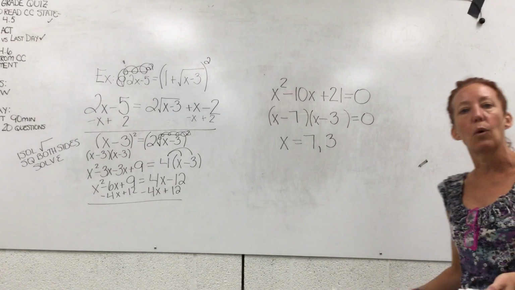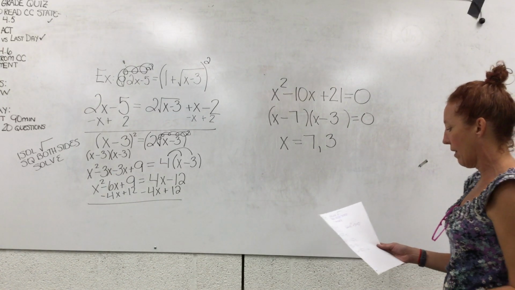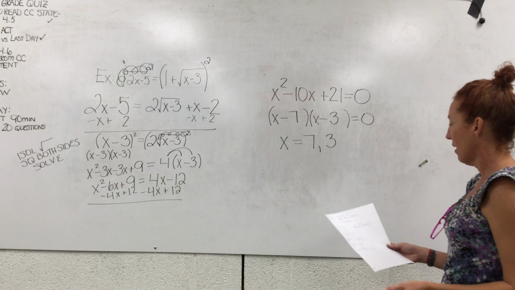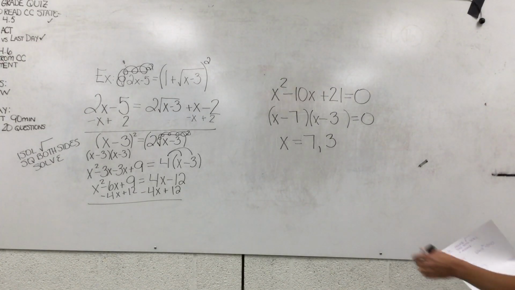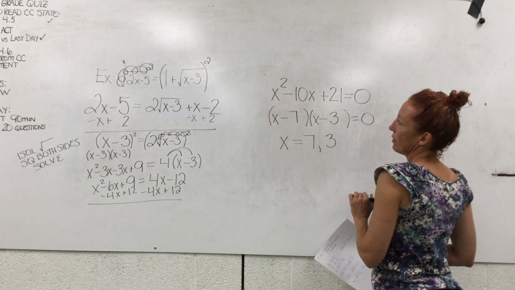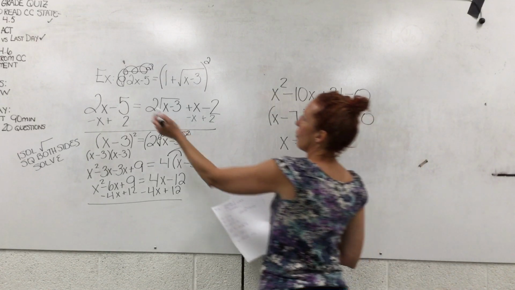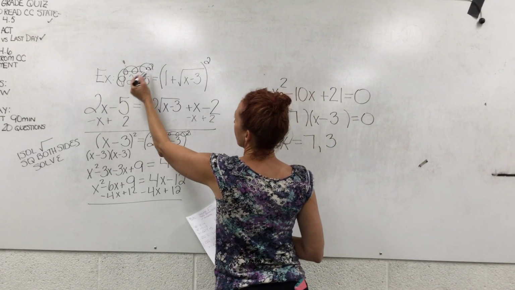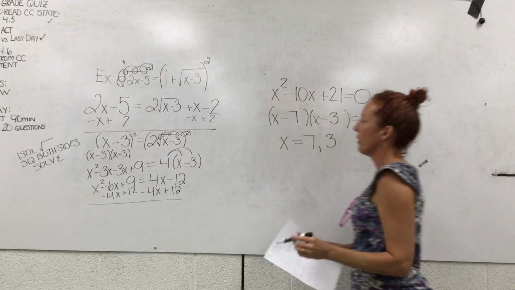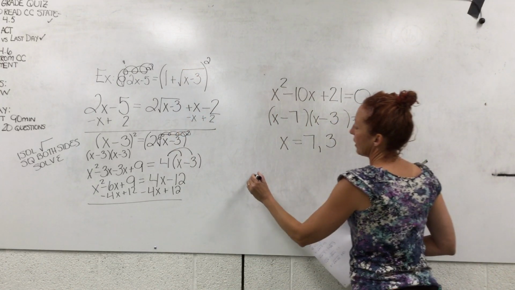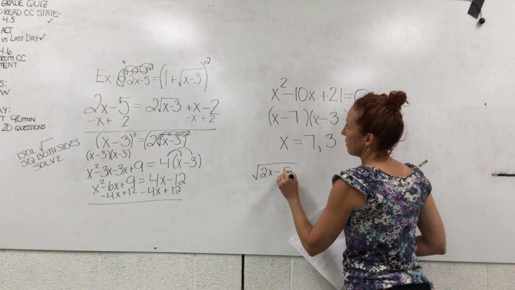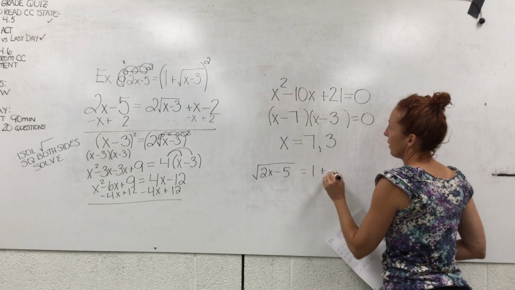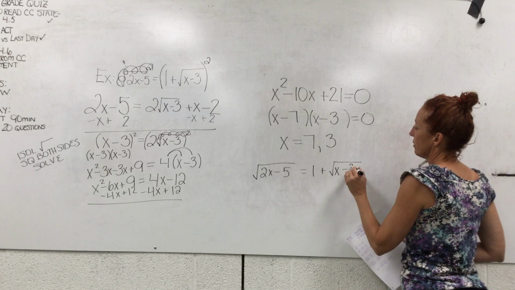All right, there will be one like this on the test, and I'll have one for you to try here in just a second. So we do need to check. How do you even check? Well, go back to your original problem. Imagine that I don't have those little squarey things there. And so my original problem looked like this. Radical 2x minus 5 equals 1 plus radical x minus 3.